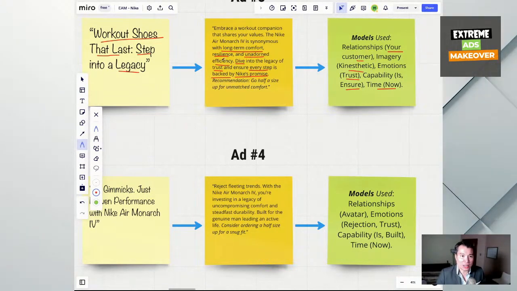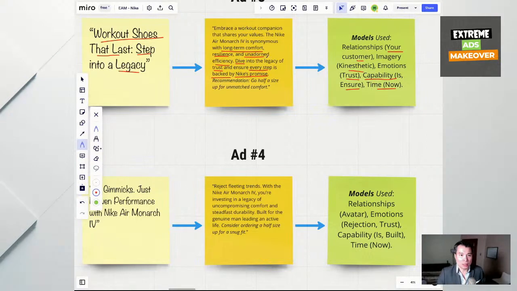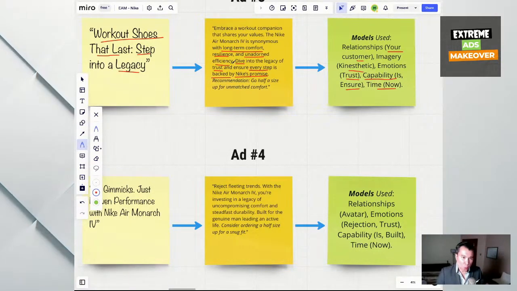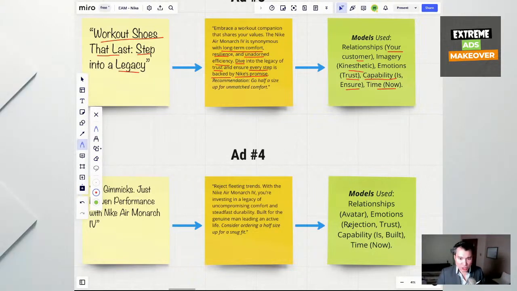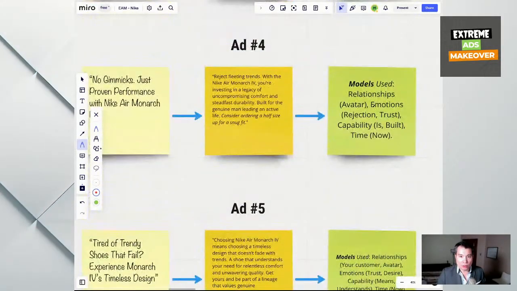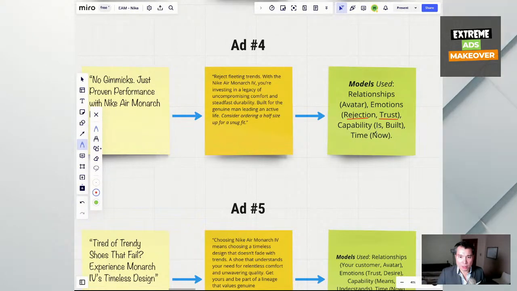The capability, what is capability? Resilient, unadorned efficiency, long-term comfort. Those are the capabilities, right? And you see, that's when your ad becomes richer and it tells stories. It's packed with emotions. You see emotional rejection. So in here we talk about the rejection, the emotion of rejection. Trust, capability, is built, time, now.